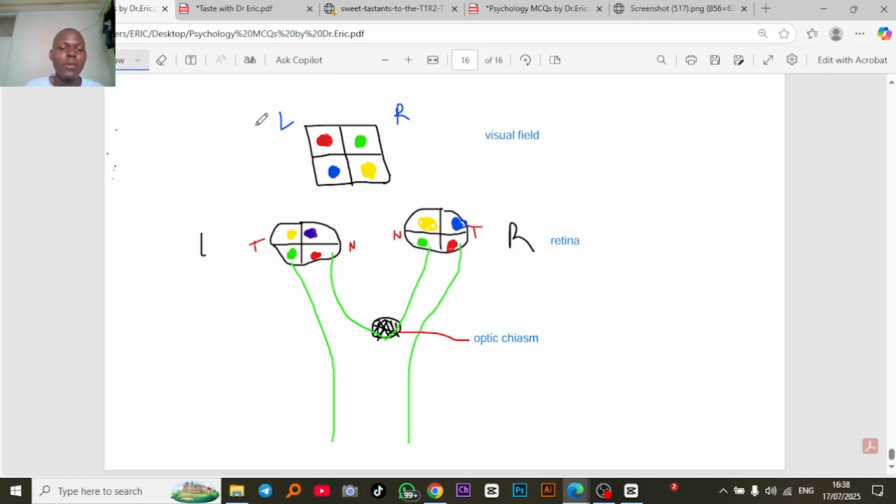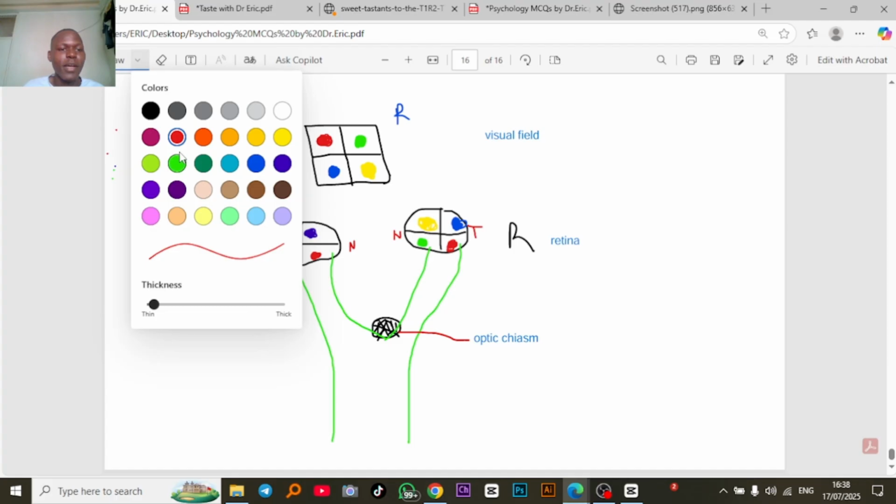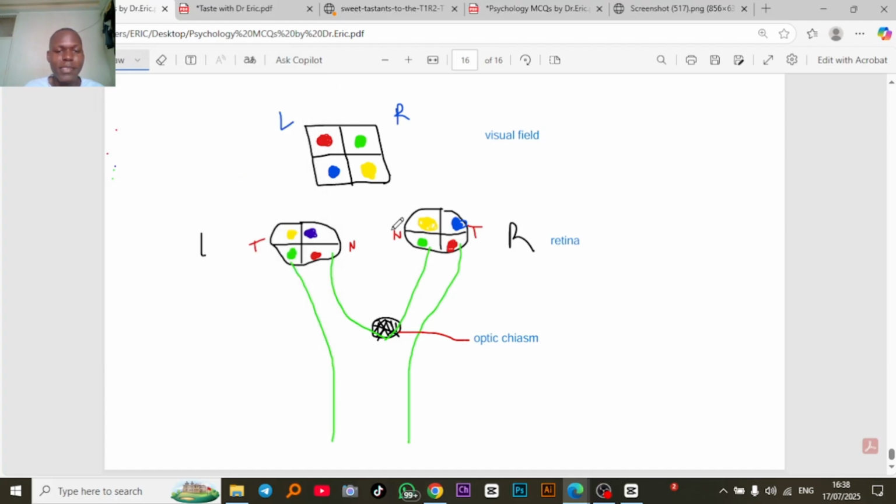So that's our optic chiasm. And how will these fibers from the nasal retina proceed? So they will cross over. What's from the right nasal retina will move to the left, and what's from the left nasal retina will proceed to the right like that.